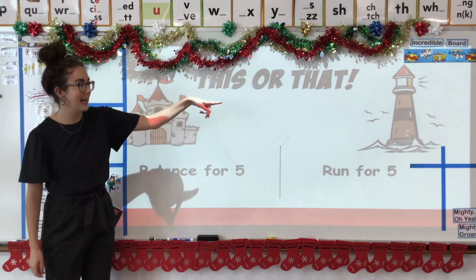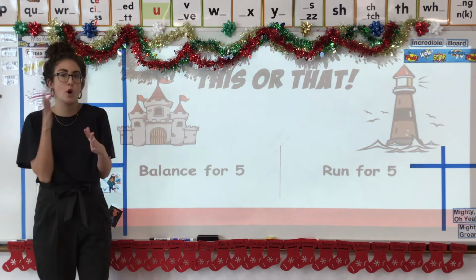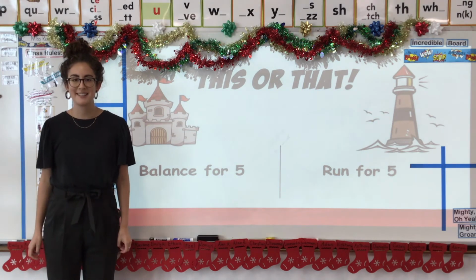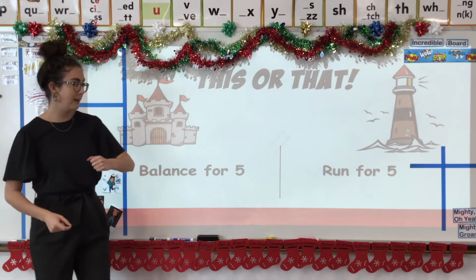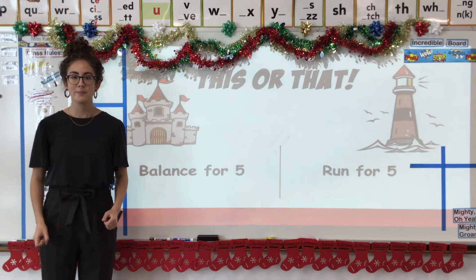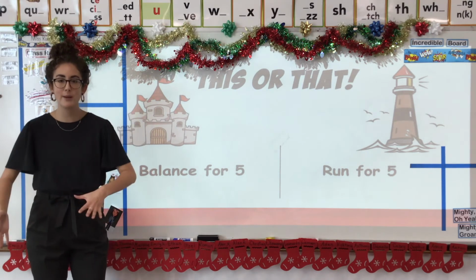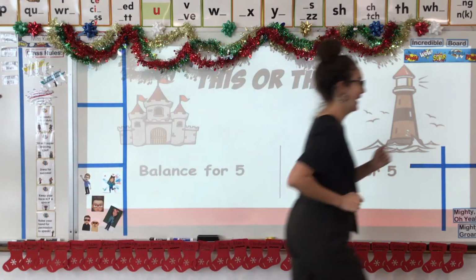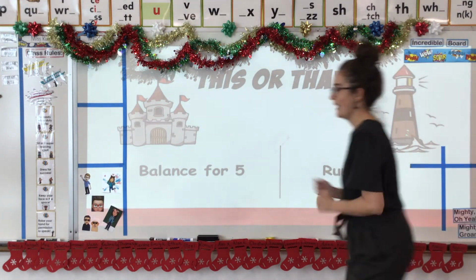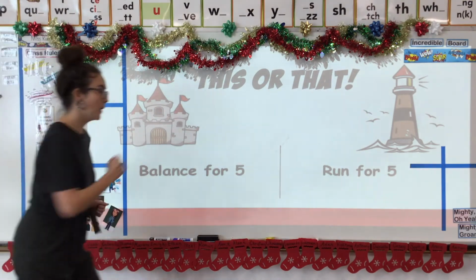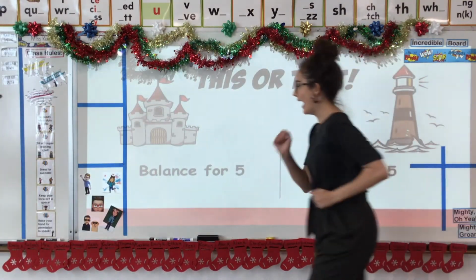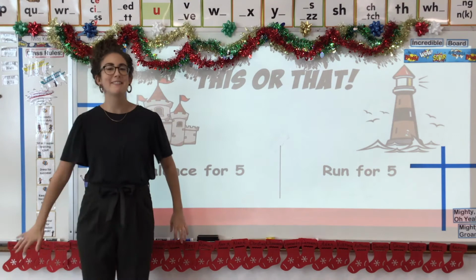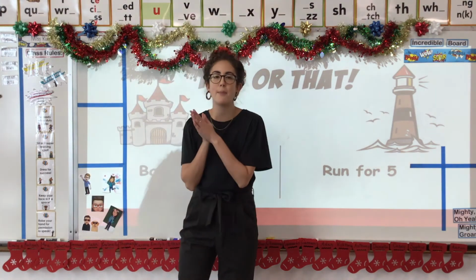I'm going to choose a lighthouse because castles are so big. I feel like I would get nervous. But take your pick and figure out how you're going to move your body. Okay, 5 seconds. Here we go. 1, 2, 3, 4, 5. That is it. We are all done. Good job getting your body moving.